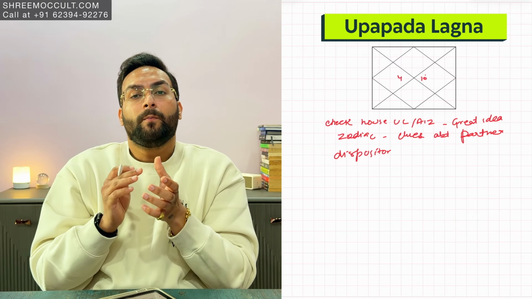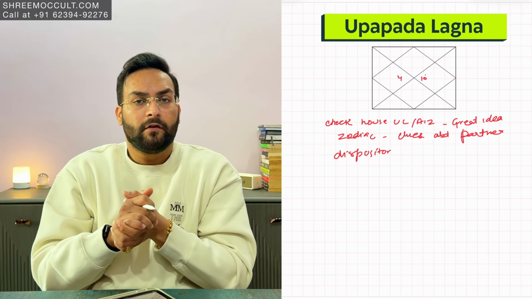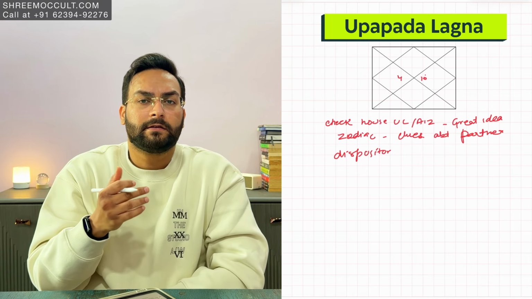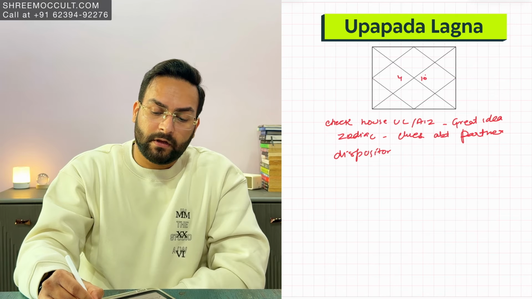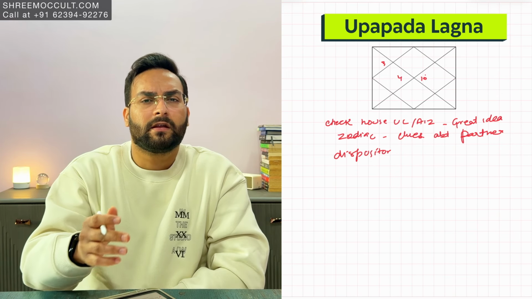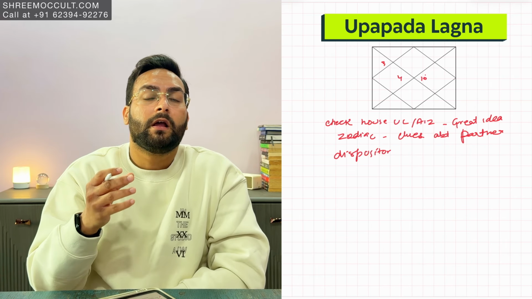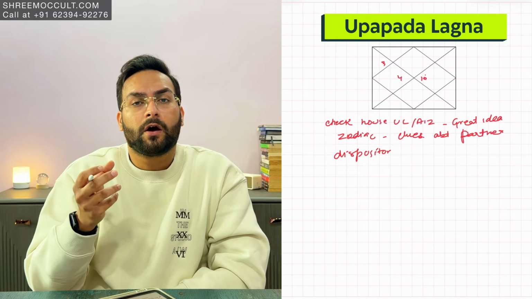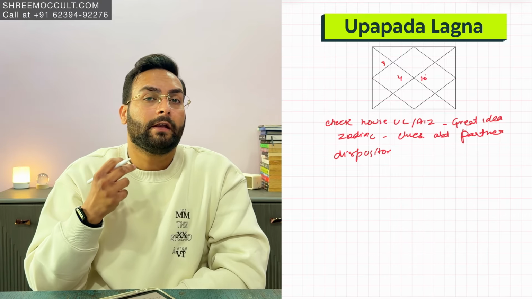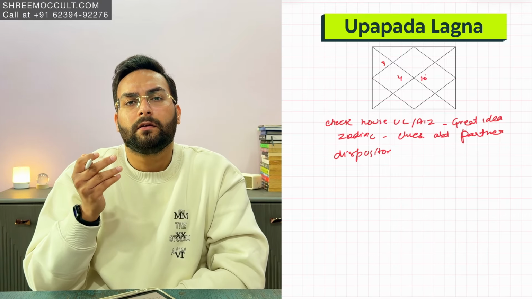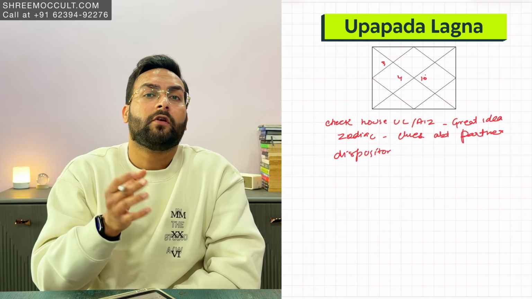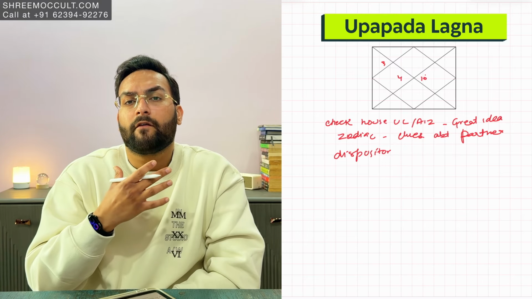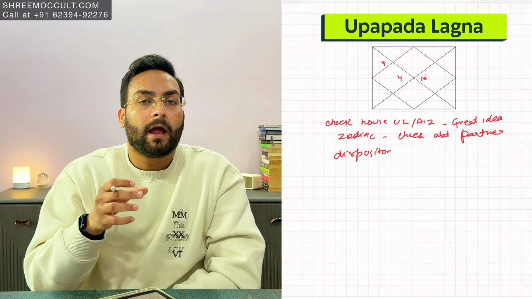Now, to make things very simple and easy for our audience, what I suggest is we can go zodiac wise. Upapada Lagna can be in the 4th house, 3rd house, 10th house. There are certain houses that cannot be, but when it is in the 10th house, there are going to be good things related to the 10th house. You can learn the attributes of the 10th house and get an idea about what the environment of that marriage is going to be. I have already made a video on the attributes of houses.